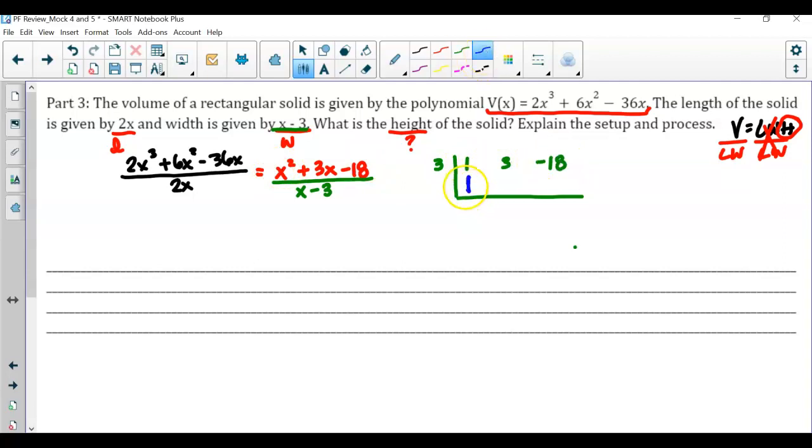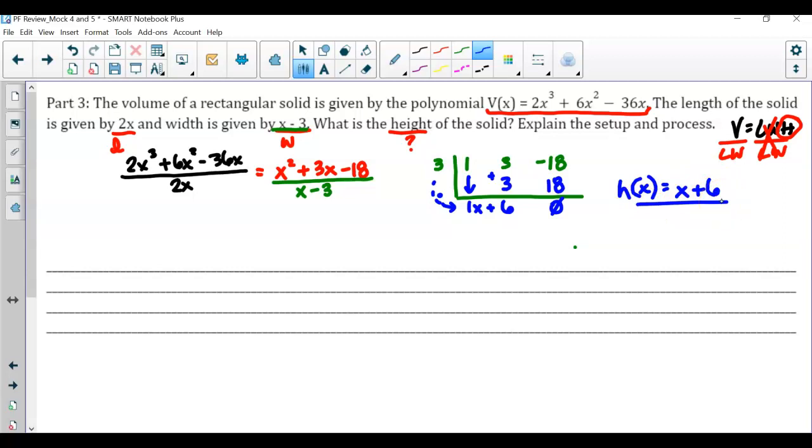Now I'm going to bring down the first term and then multiply below. 3 times 1 is 3. Add above. 3 plus 3 is 6. 3 times 6 is 18. Here you get a remainder of 0. So the final answer is 1x plus 6, because remember here, right, we started with x squared. Or in this case, so what is the height? The height, h of x, is equal to 1x or x plus 6.